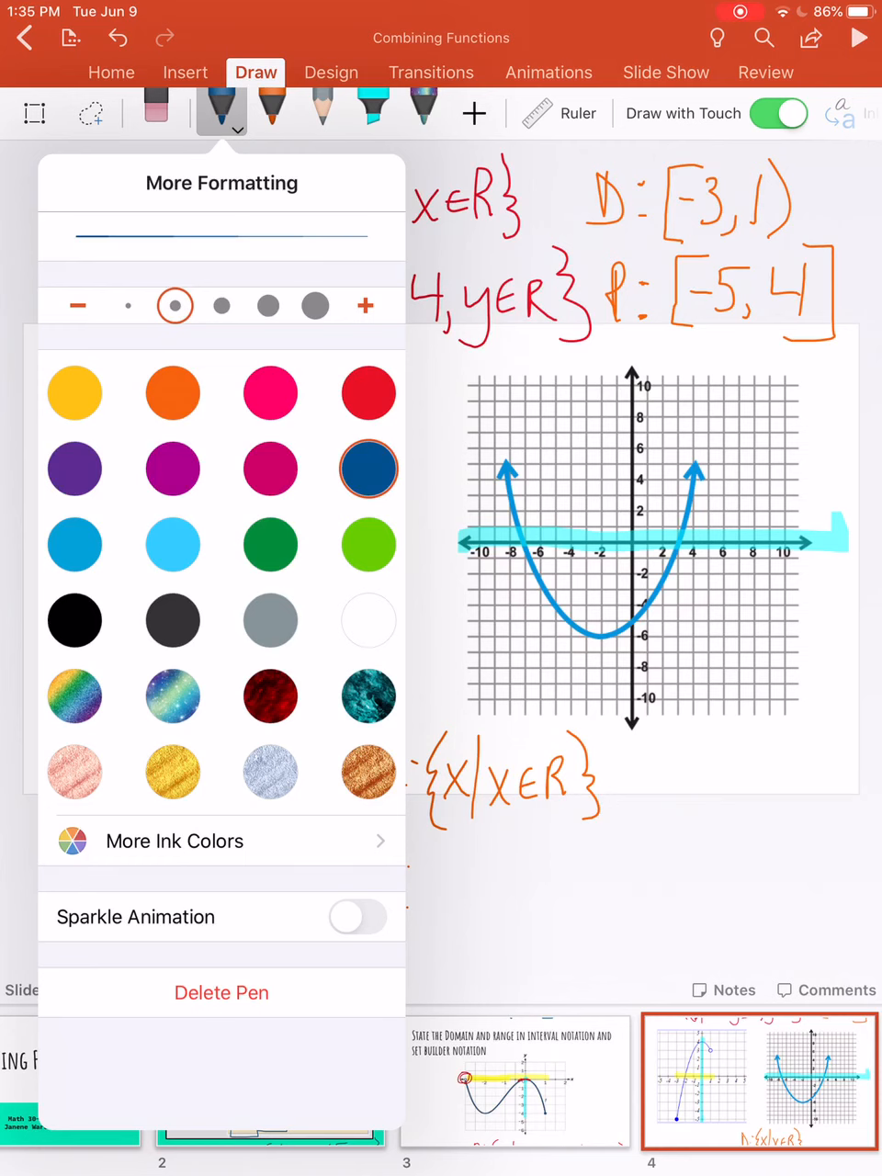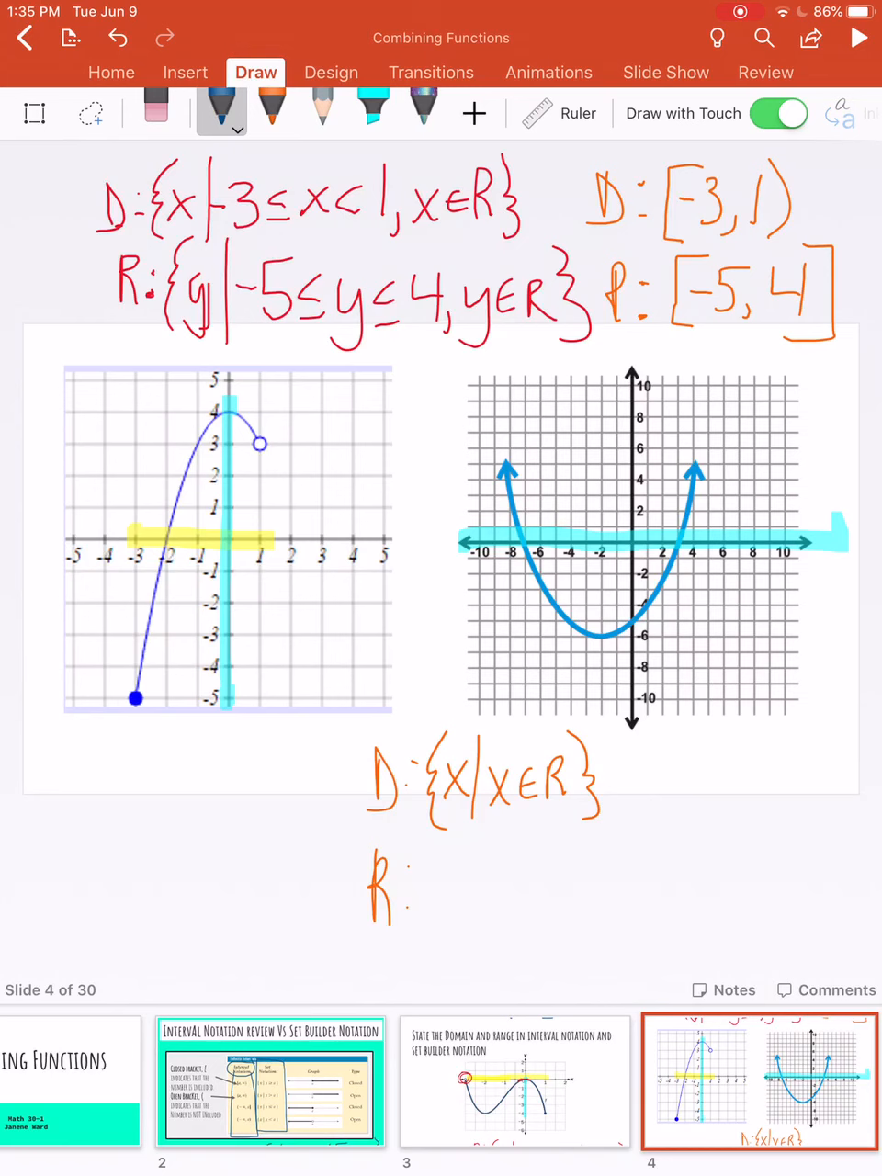Okay, so all those little details. If I wanted to write the domain in interval notation, I would just use a rounded bracket and say the domain goes from negative infinity to positive infinity.